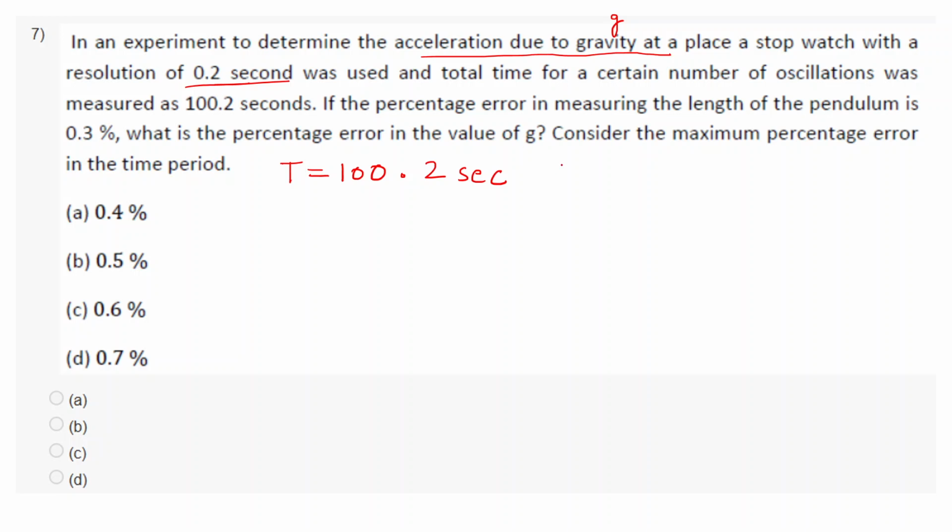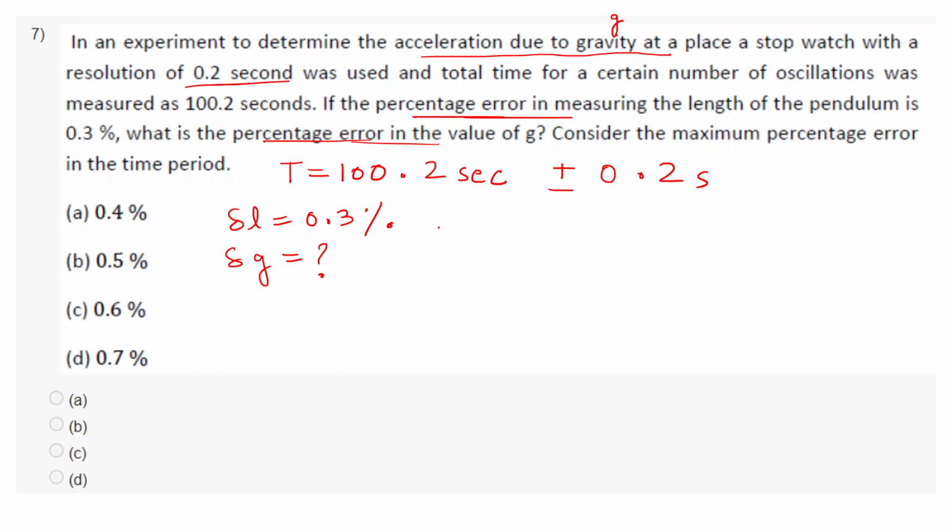Okay, and the stopwatch that was used to measure this time, its resolution or least count is 0.2 second. That means the error value is 0.2 second actually. Okay, so if the percentage error in measuring the length of the pendulum is 0.3%, what is the percentage error in the value of g? We have to find out the percentage error in the value of g.